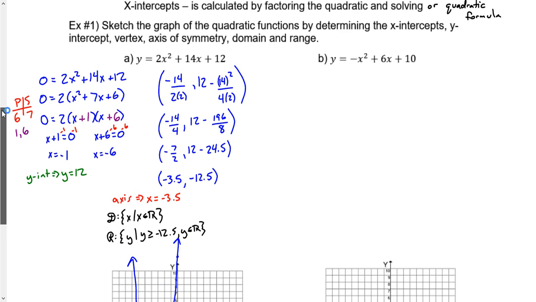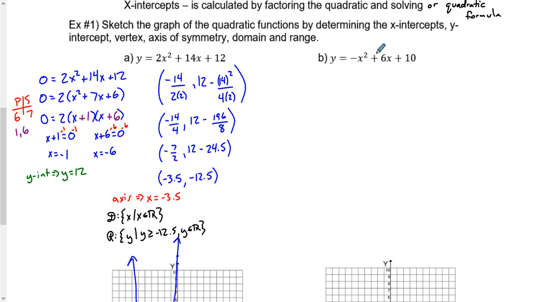Our next one, we're going to do the same kinds of things. But the biggest problem is this one cannot be factored, which means we're going to have to use the quadratic formula. And once again, x equals negative b plus or minus the square root of b squared minus 4ac, all over 2a.